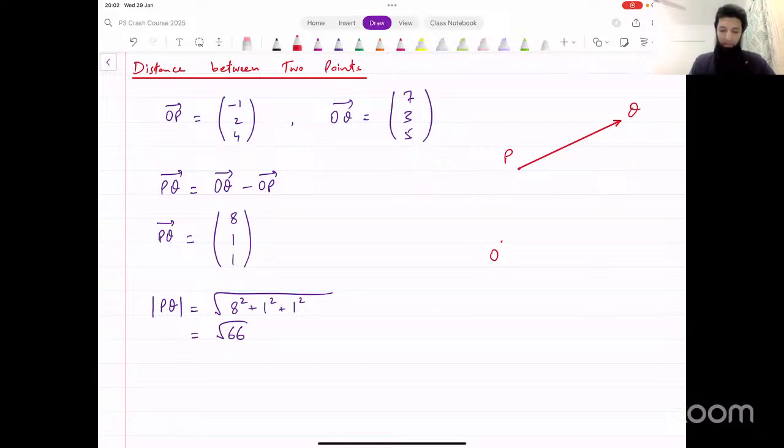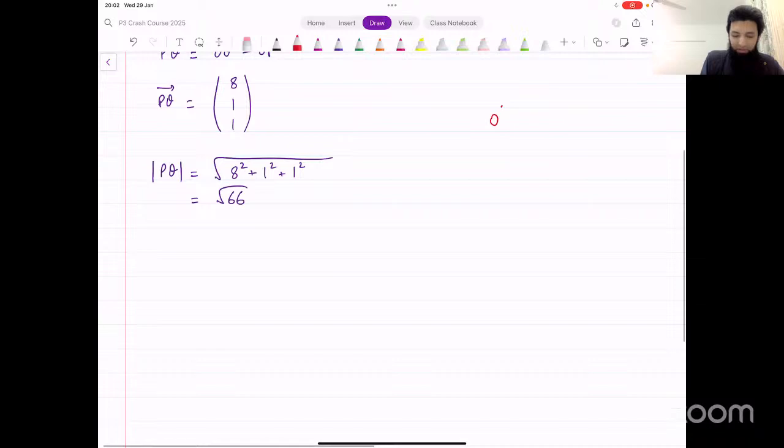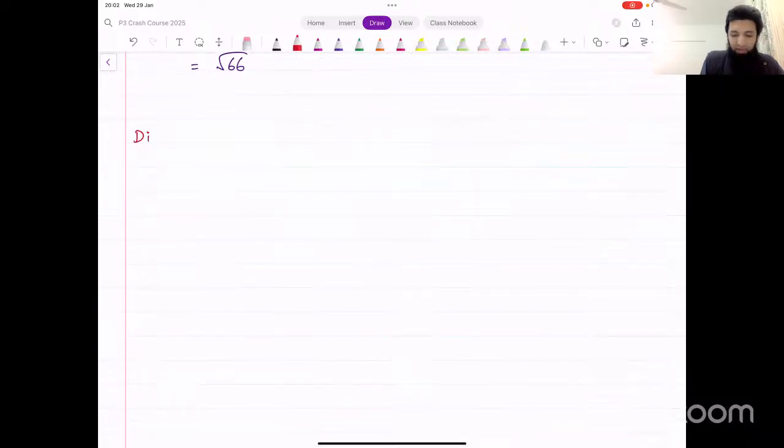Okay. Now, once we understand how to find the distance between 2 points, let's extend this to figure out how we can find the distance between a point and a line. That's the more complicated part. Distance between a point and a line.